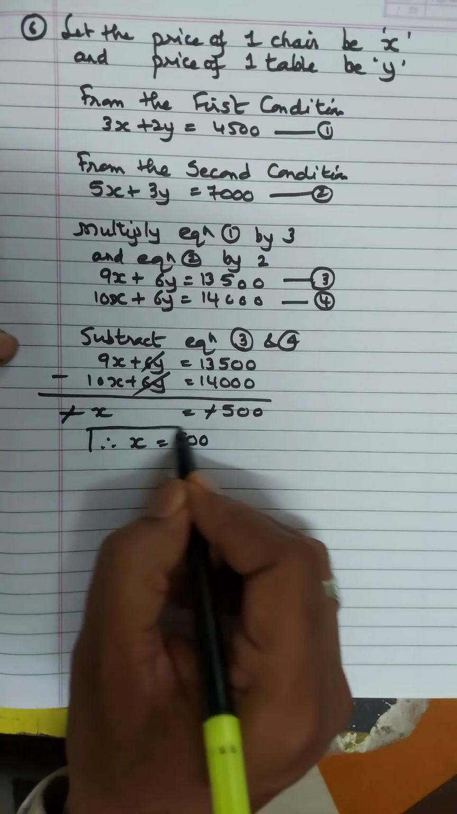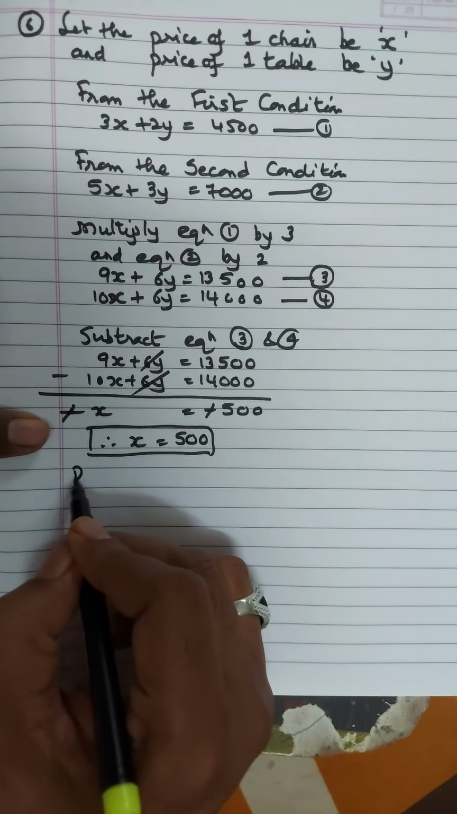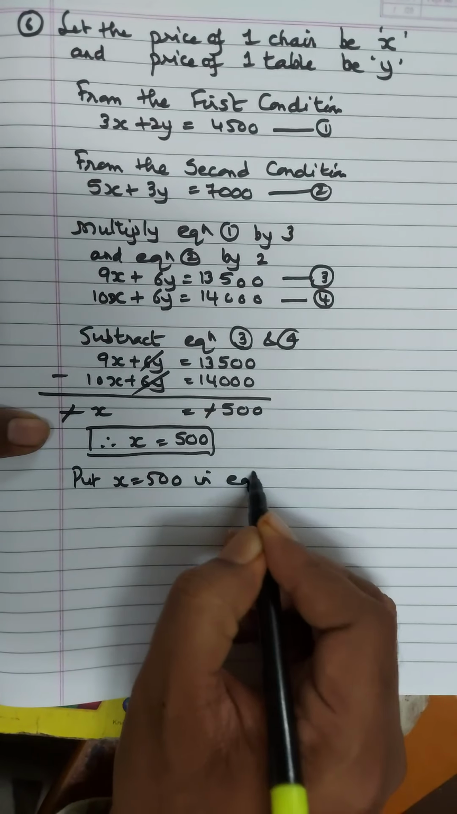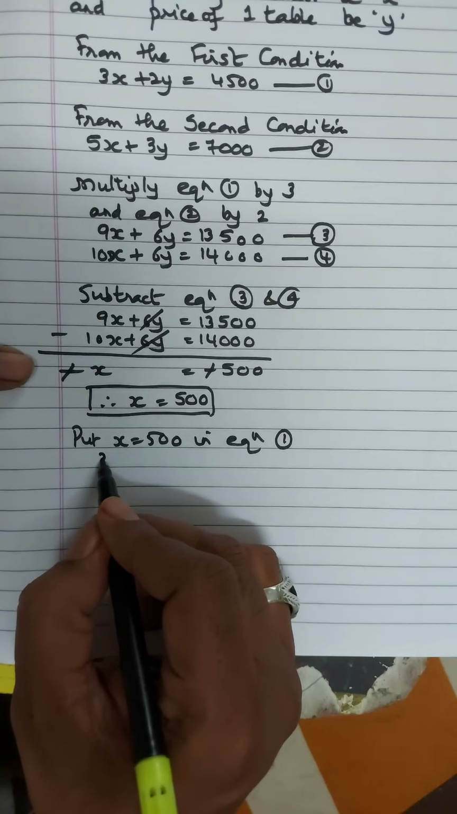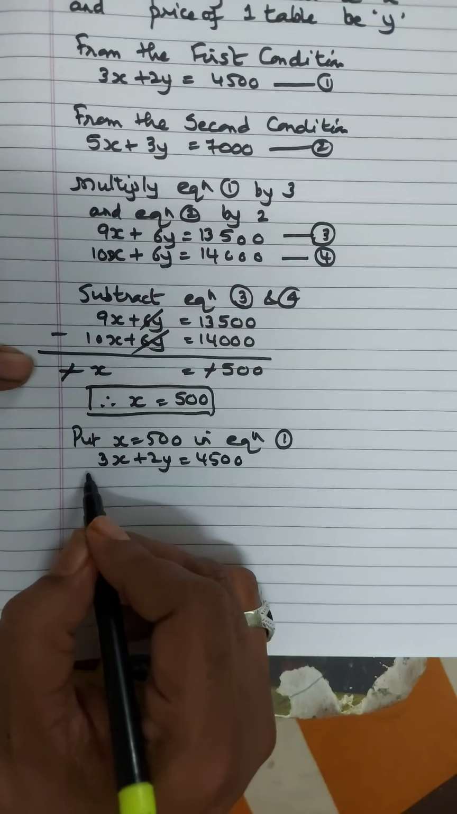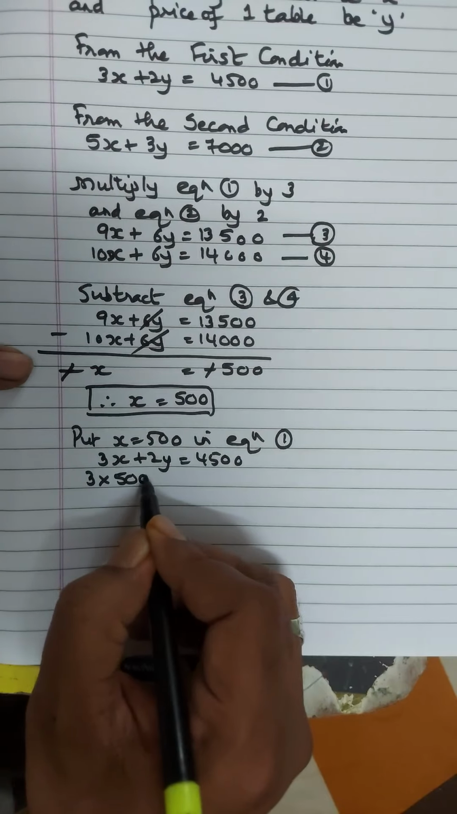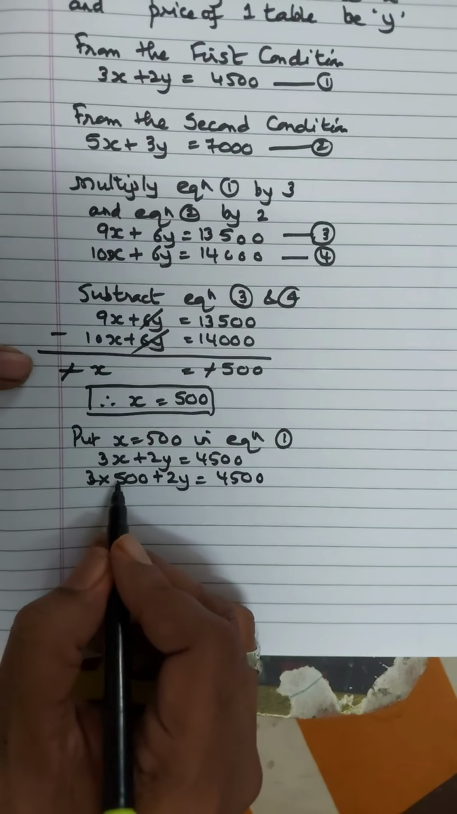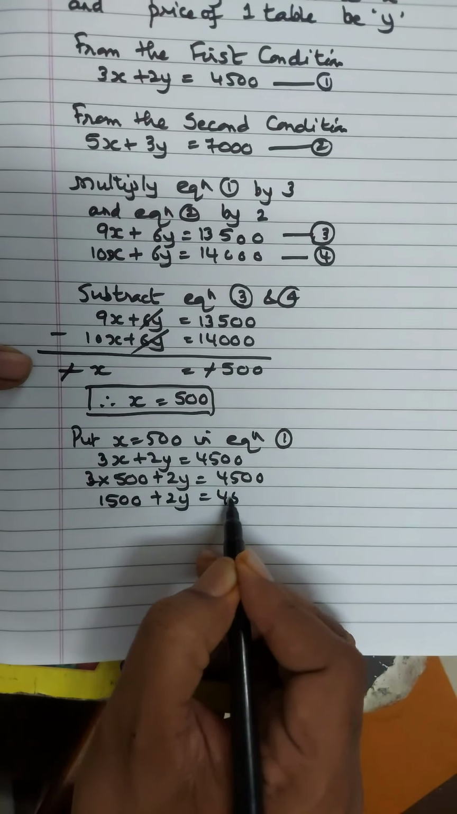See how we easily got the value of x here. Now again we need to take out the value of y. So we put x equal to 500 in, suppose, equation number 1. You can put it in equation number 2 also, you will get the same answer. Equation number 1 is 3x plus 2y is equal to 4,500. So 3 into 500 plus 2y is equal to 4,500. 3 5s are 15, so it is 1500 plus 2y is equal to 4,500.